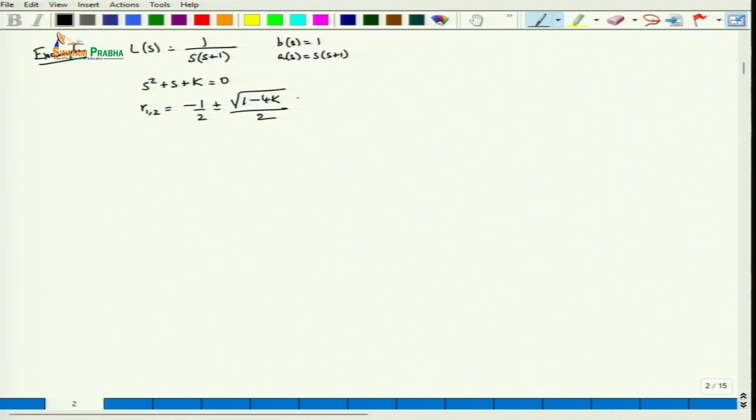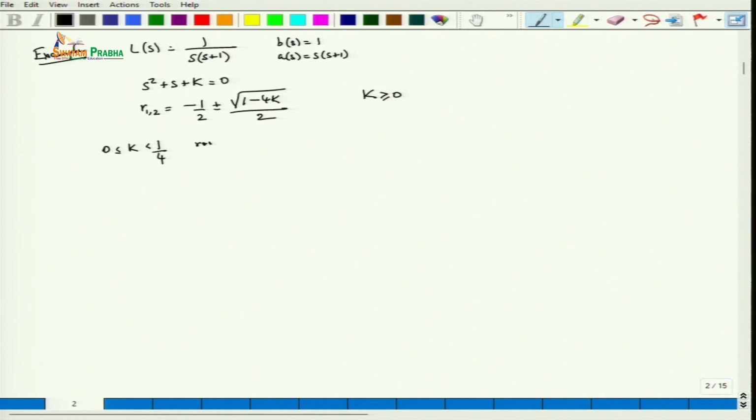Now let us vary K, and in general in root locus what we do is we consider that K is greater than or equal to 0. So let us see what happens as we increase K. You will see that K is varied from 0 to 1 by 4.